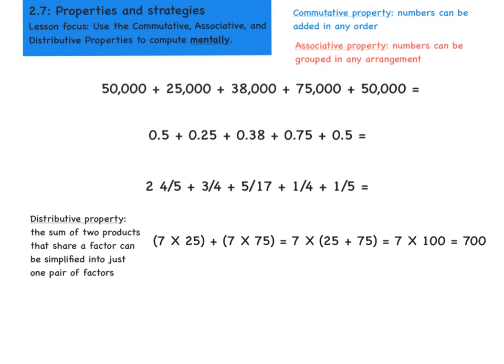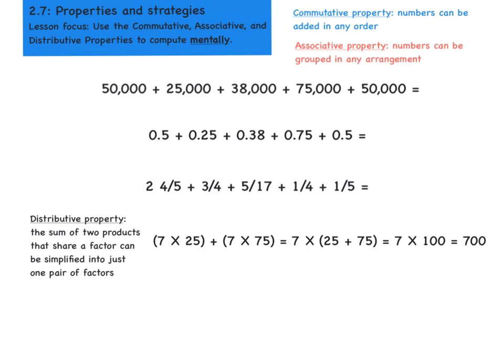So we have our first problem here that I'm focusing on. We have 500,000 plus 25,000 plus 38,000 plus 75,000 plus 50,000. Now, typically what we would do is we grab a piece of paper and a pencil and we'd write them all down and we add them up, starting in the ones place and carry when we need to, and so on and so forth. That's the algorithm. Those are the steps of addition.